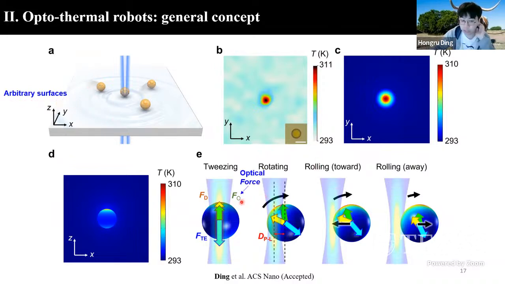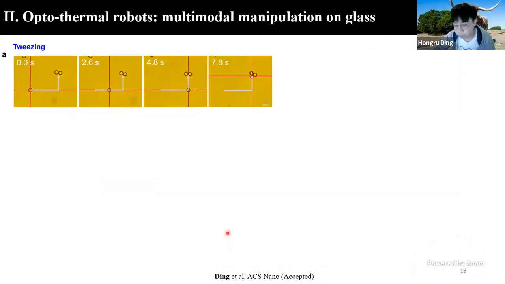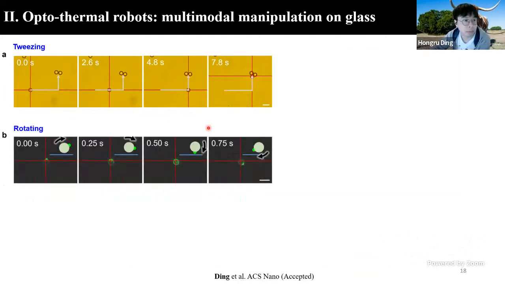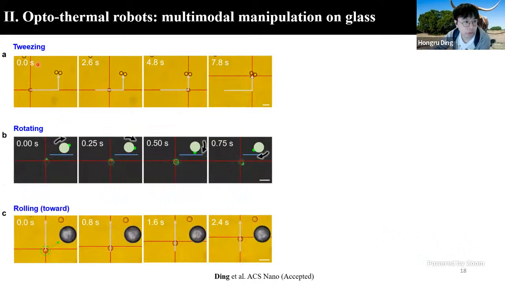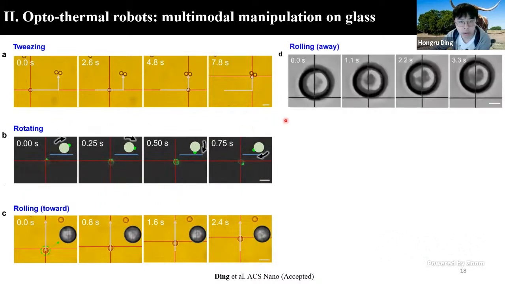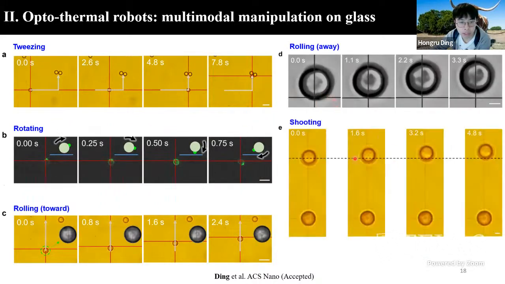Second difference is that we do not rely on the substrate force. Instead, we use optical force. And the different manipulation is due to the synergy of these three forces. Here are some images to show different manipulation modes. I will go through it quickly. Basically, those manipulations are quite similar compared to the previous one.